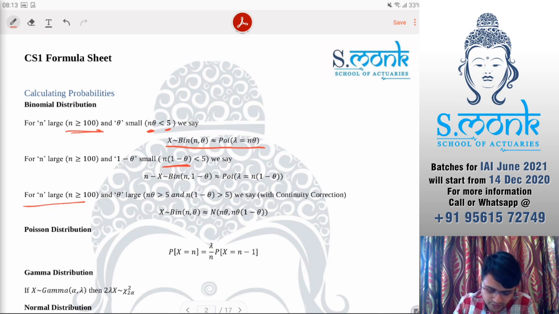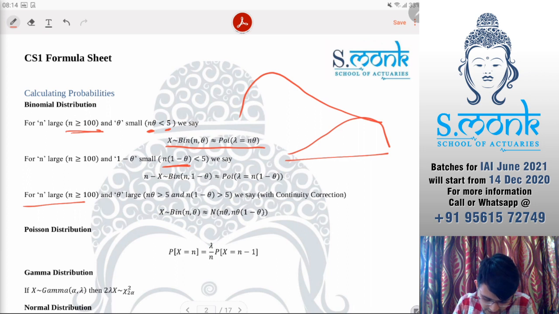So for Poisson approximation, if the values are more positively skewed, x follows Poisson distribution. If it is negatively skewed, the graph looks something like this, then we should take Poisson distribution, but not for x. I have written it.